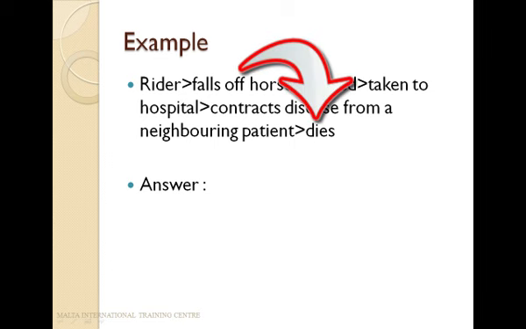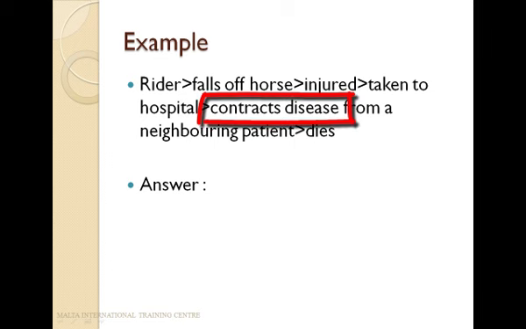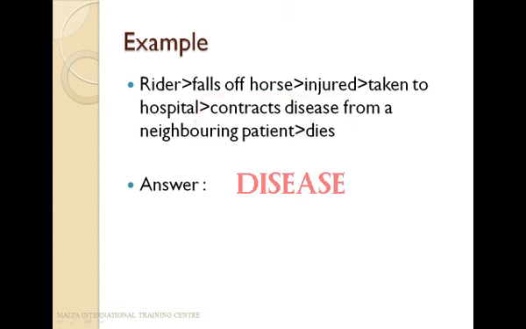Would you expect an injured rider to be taken to hospital and eventually to die? No. Therefore, there must have been a new intervening cause, in which case the disease from a neighboring patient will become the proximate cause, and in this case will be that cause which has resulted in the loss, which is the death.